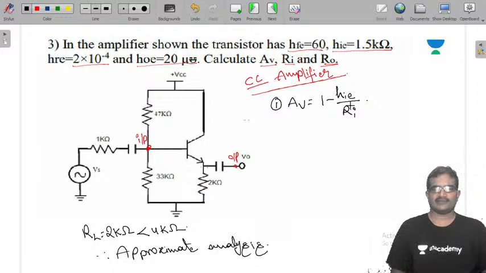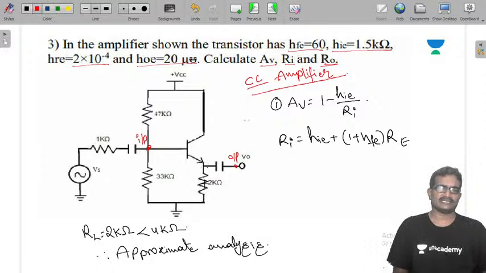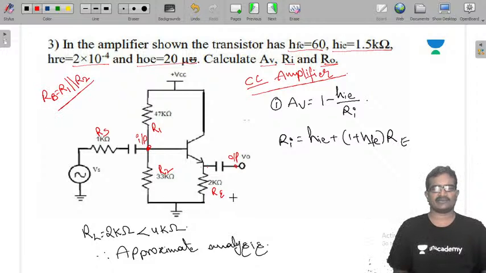So AV is 1 minus HIE by RI. So we need RI first. RI is HIE plus 1 plus HFE into RE, because there is no external load RL. That's why I'm taking RE directly. So here is RE, R1, R2, RS, and we can write RB as R1 parallel with R2.